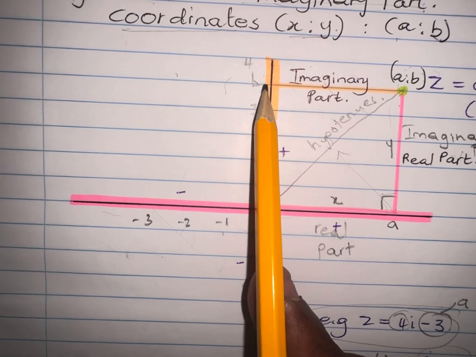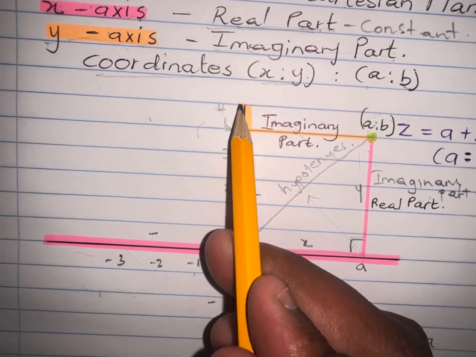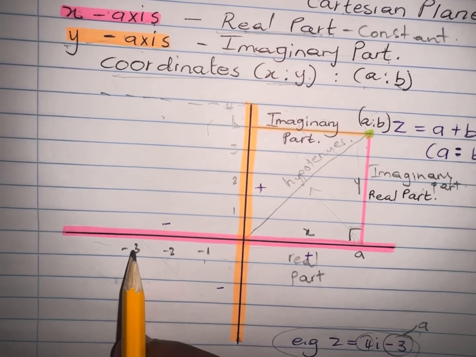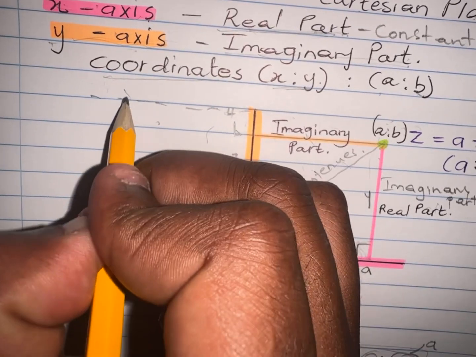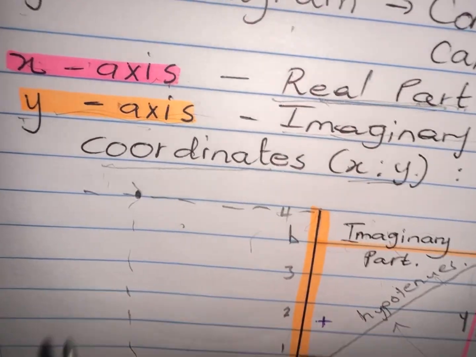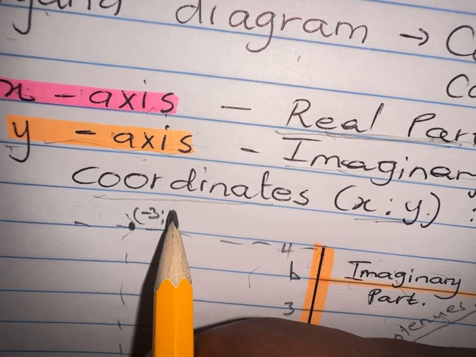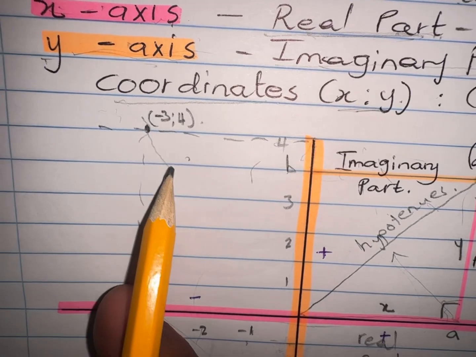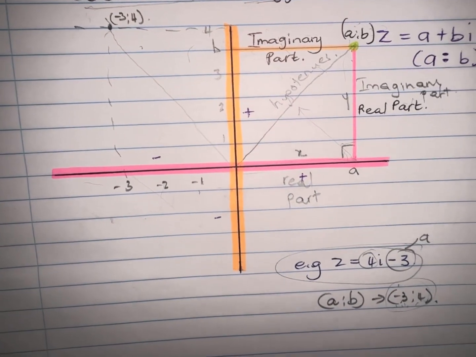We want to draw them vertically and horizontally. Let's start with 4. That is where our 4 will go. And then let's go ahead and meet our 3. That is where our 3 will go. And then where they meet, remember I said that is where you write your coordinates: -3, 4. And then you draw your triangle. As simple as that.